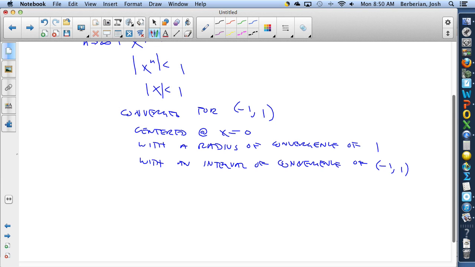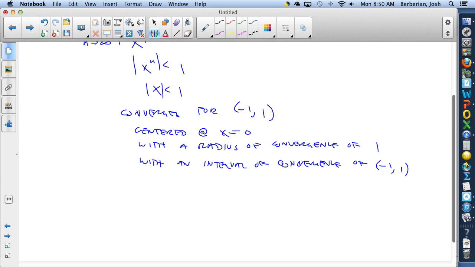Any questions about new vocabulary? And then the follow-up question becomes, what happens at the endpoints negative 1 and 1? In this case, we know that it does not include negative 1, it does not include 1. But the ratio test would have you wonder what happens at the endpoints.